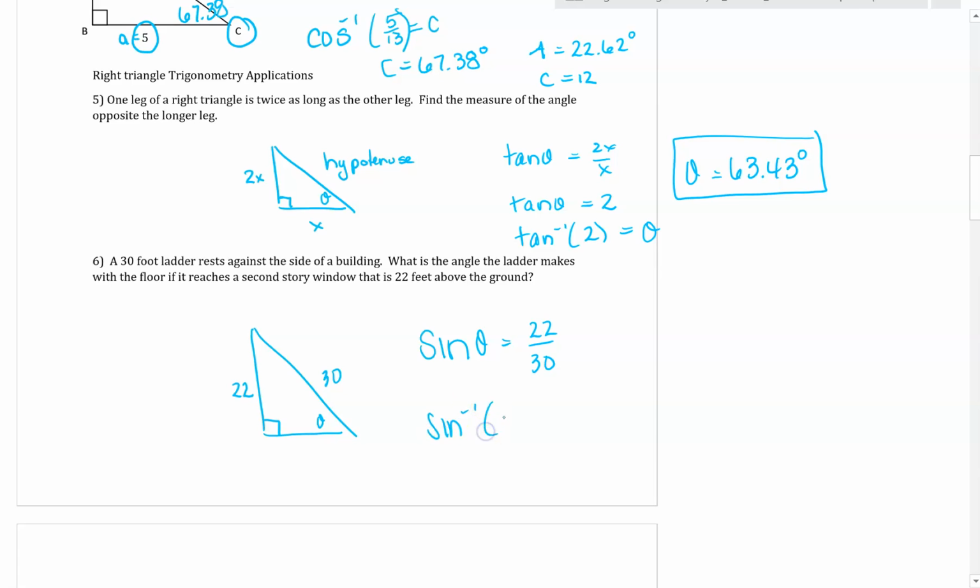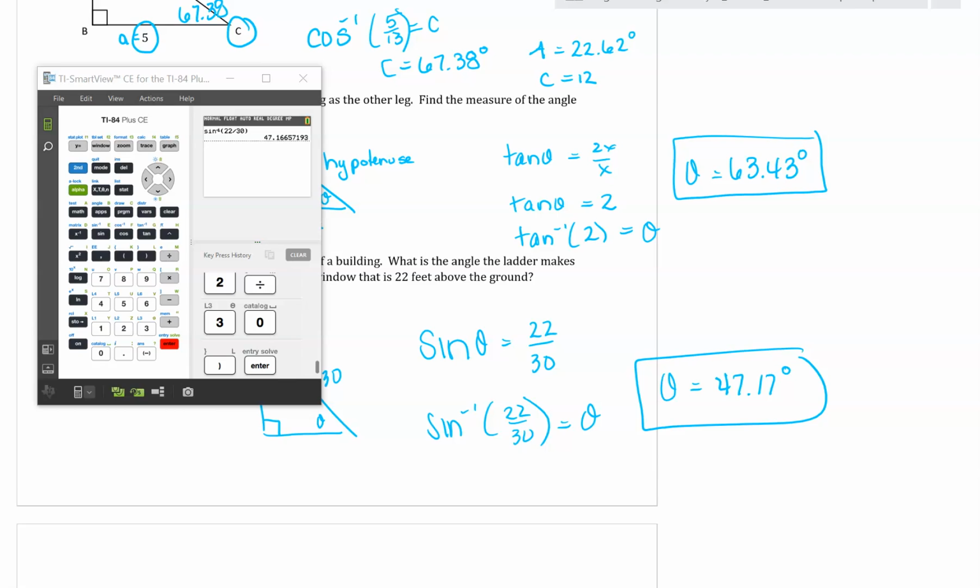So go ahead and grab your calculator and find angle theta. Remember, to find a missing angle, you need the inverse feature. Make sure you're in degree mode and do inverse sine of 22 divided by 30.